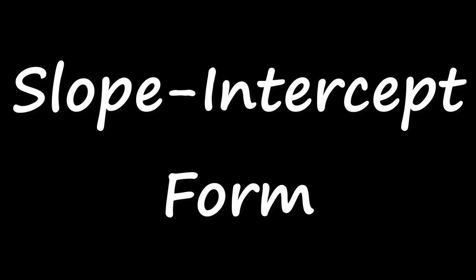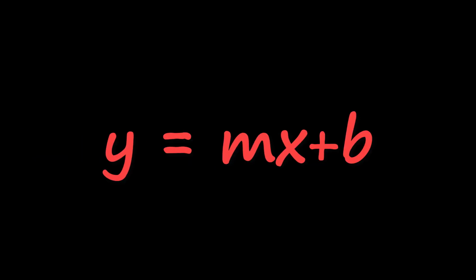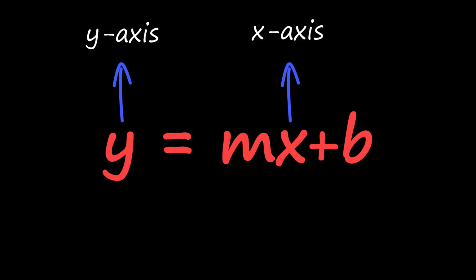First, we need to learn about slope-intercept form, the standard form of a linear equation. The slope-intercept form is y equals mx plus b. The y in this equation stands for the y-axis of the coordinate plane, and the x stands for the x-axis. Pretty simple. And then we have these two variables over here, m and b.